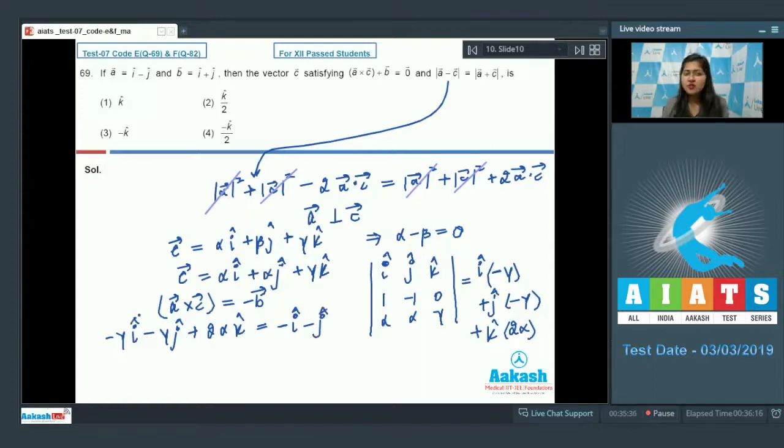Now, equating the coefficient of i cap, j cap and k cap on both sides, we will get gamma is equal to 1 and 2 alpha is equal to 0, that is alpha is equal to 0. Now, what we have to find? We have to find the vector c, that is vector c will be equal to alpha into i cap, that is 0, 0 into j cap plus 1 into k cap. So, from the given options we can see that option number 1 is the correct answer.